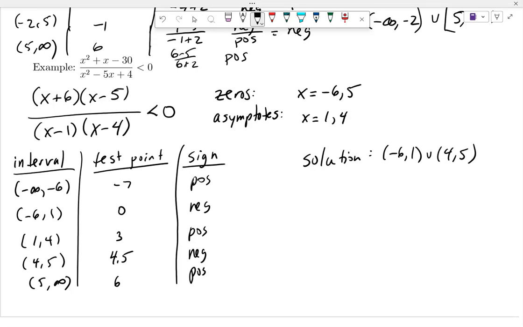Okay. If it had been equal, rather than just a strict inequality, where would you have put brackets? The -6 and the 5. You would never put it on the 1 and the 4 because those are asymptotes. Okay?